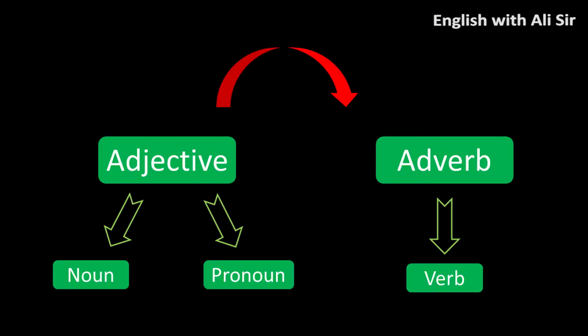For example, if we take an adjective, that literally talks about noun or pronoun, but in comparison to adjective, adverbs talk about verb. That means adverbs mostly talk about action. So we have to understand this thing. Before we proceed further, we can take examples.